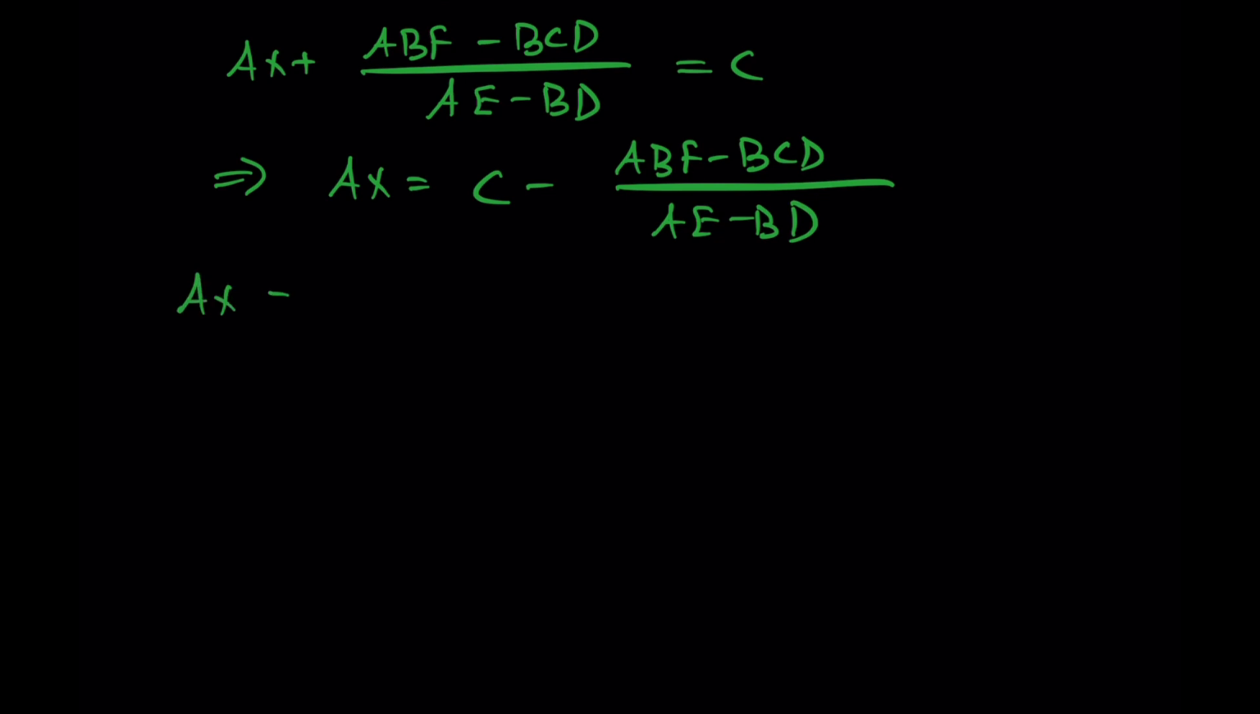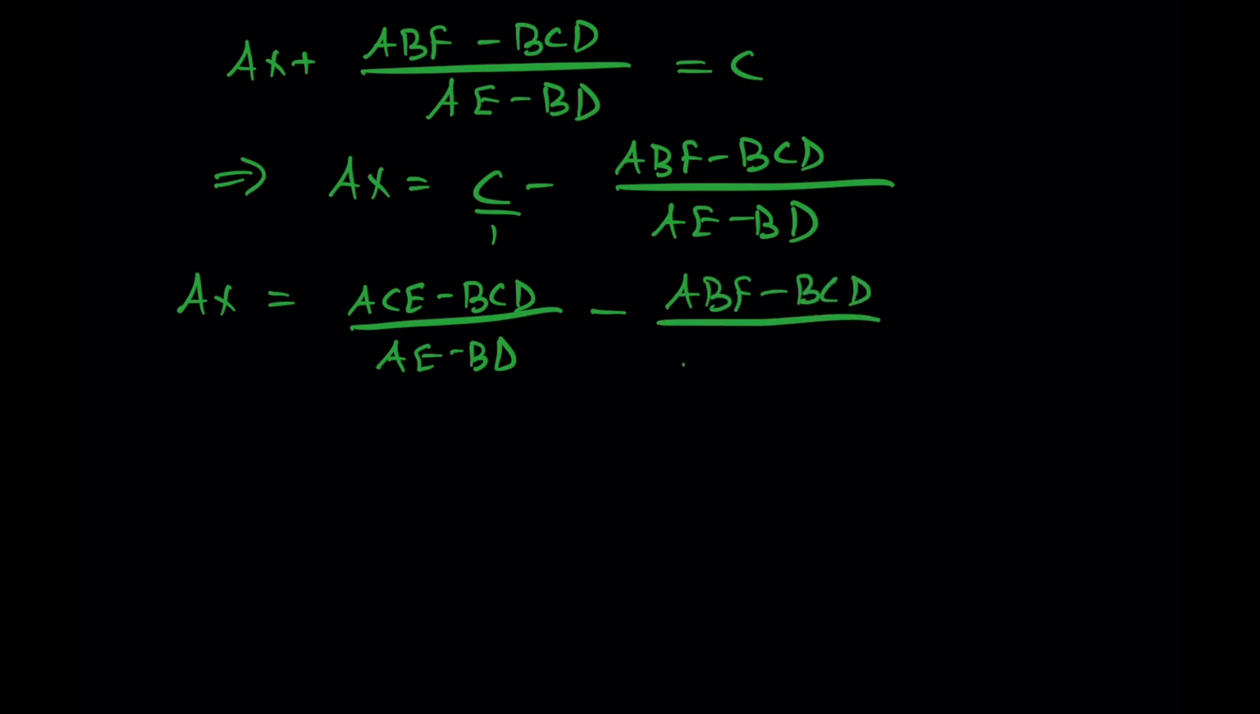So ax is equal to, well, we'll just multiply c on the numerator and the denominator by that ae minus bd. So we get ace minus bcd. I'm using the commutative rule. So it's c times the quantity ae minus bd. So we get ace minus bcd over ae minus bd. Then our minus abf minus bcd over ae minus bd.